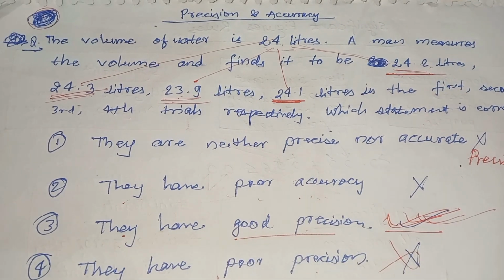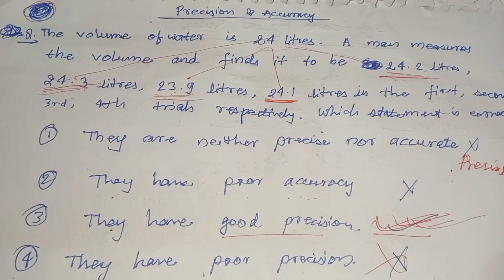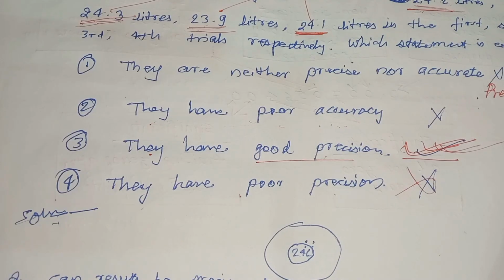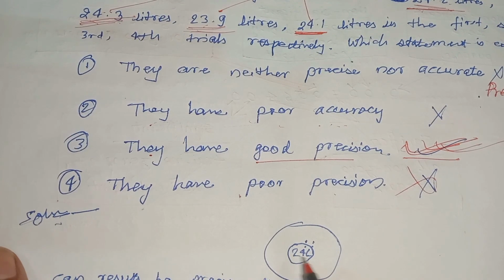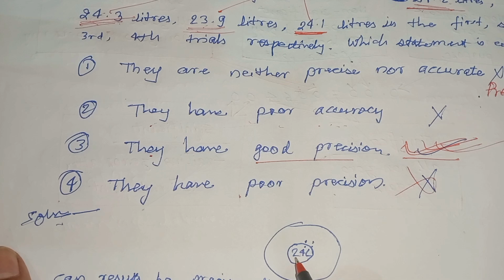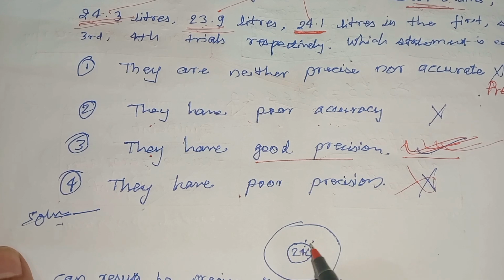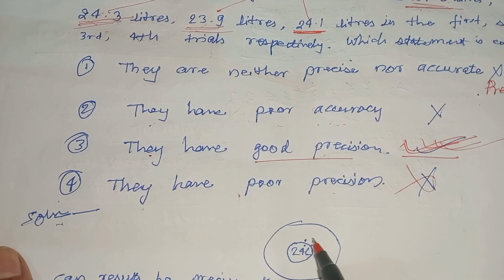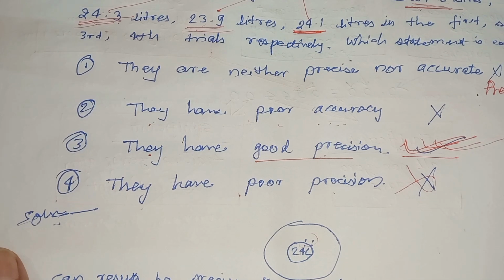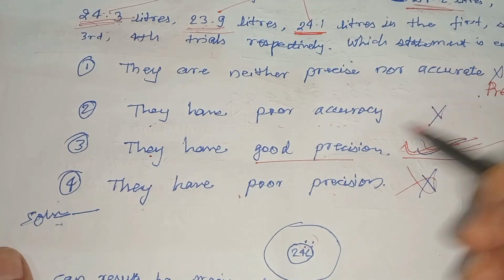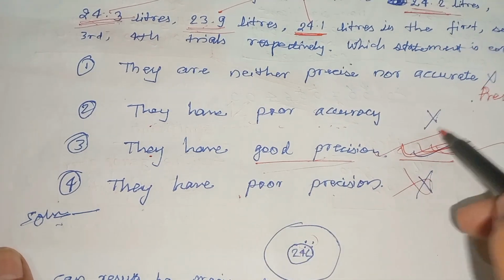Okay, now one other question. Let me show the solution. Yes, here it is, the solution, 24 liters. The actual value and the measured values are very near to each other. So good precision and good accuracy also, because each measured value is very close to the actual value. So good precision, good accuracy would be the rightmost option for this question. But the option is only good precision, so it is number 3.